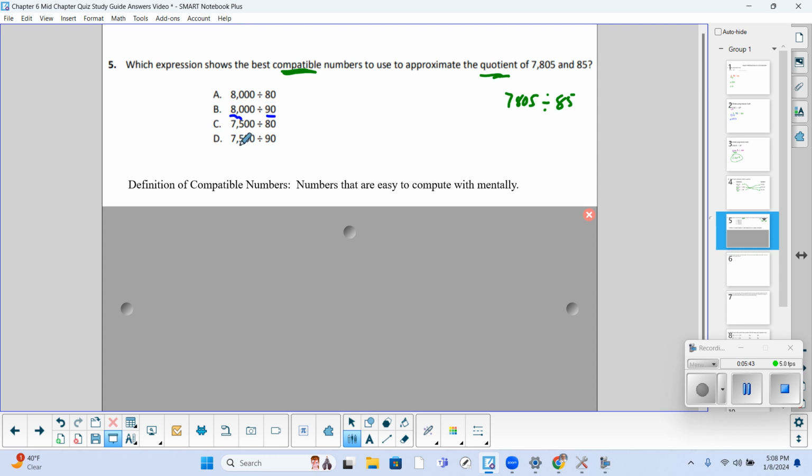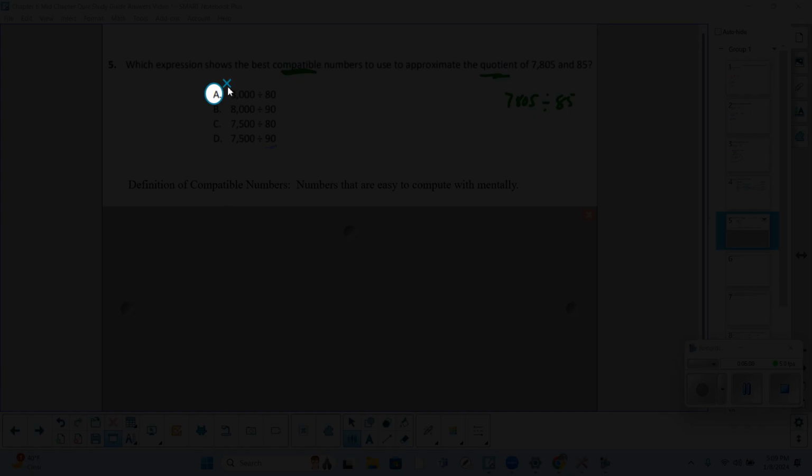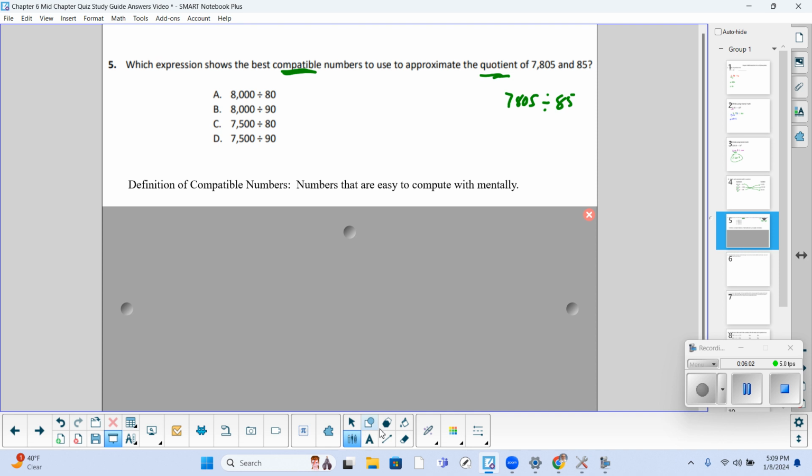That's not easy to work with mentally. How about 75 divided by 80? That's not easy to work with mentally. And 75 divided by 90, that's not easy to work with mentally. So the answer that is the best answer for compatibility is A. Didn't mean to use the magic pen for that. I'm going to use a regular pen. There you go. There's the most compatible. There's the answer with the best compatible numbers.